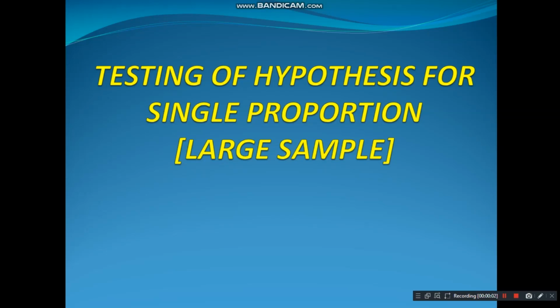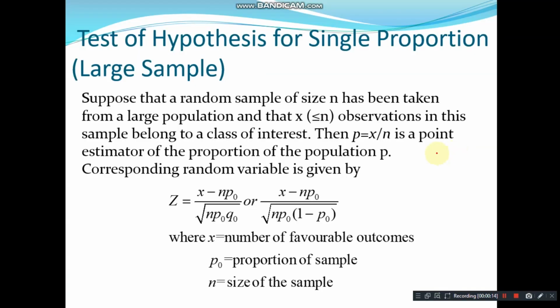Hi friends, now I would like to explain how do you test a hypothesis for single proportions. First let us see what is meant by the proportion. Suppose a random sample of size n has been taken from a large population. Suppose x number of observations in this sample belong to a class of interest.